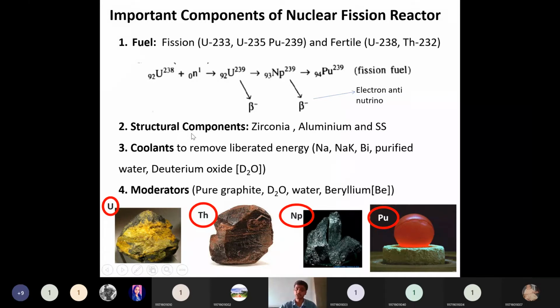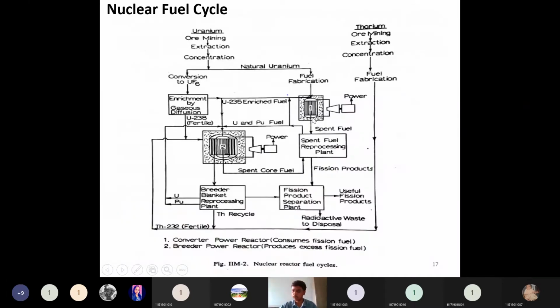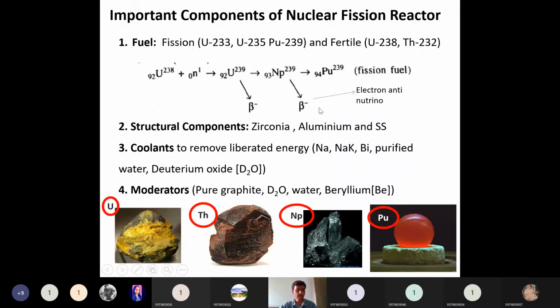Then the next one is the structural component, the construction material of this particular reactor. So what type of construction material do we have to use? That forms a structural component of this reactor. What type of structural component is it? The reactor structural components involve materials with lower absorption of neutrons.